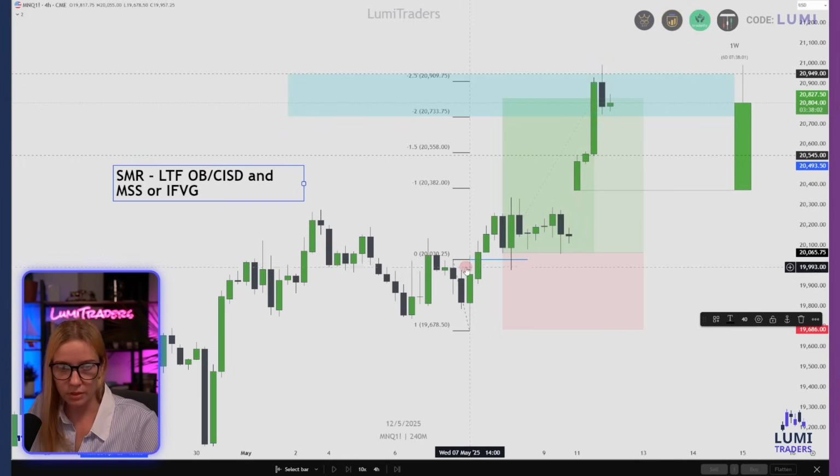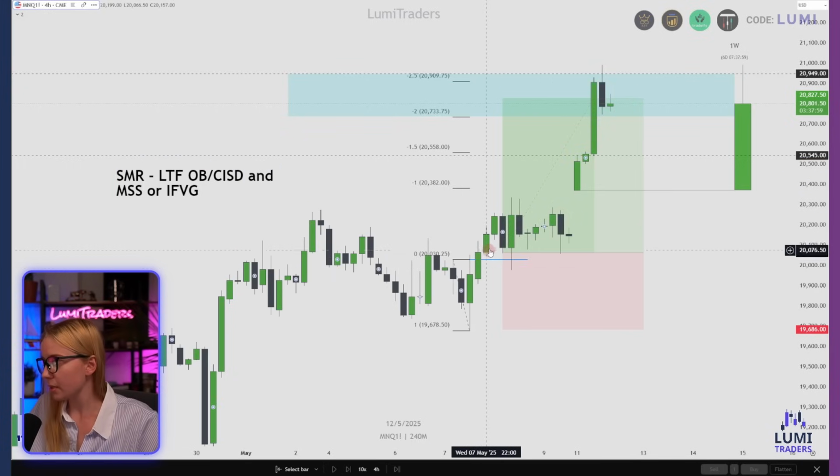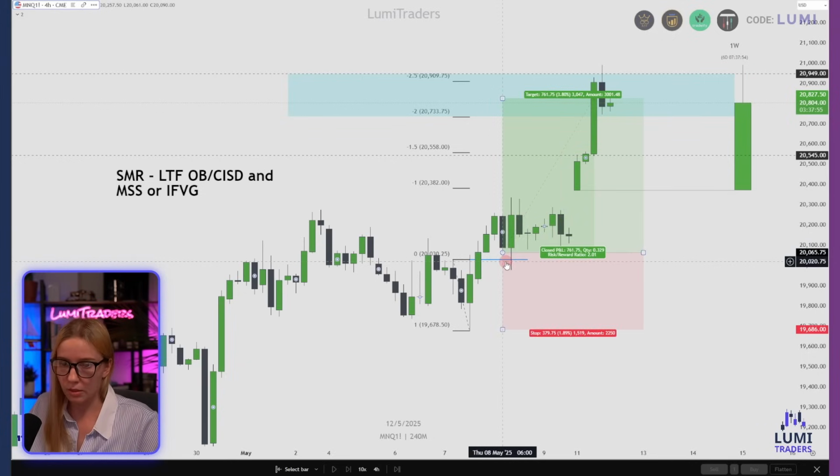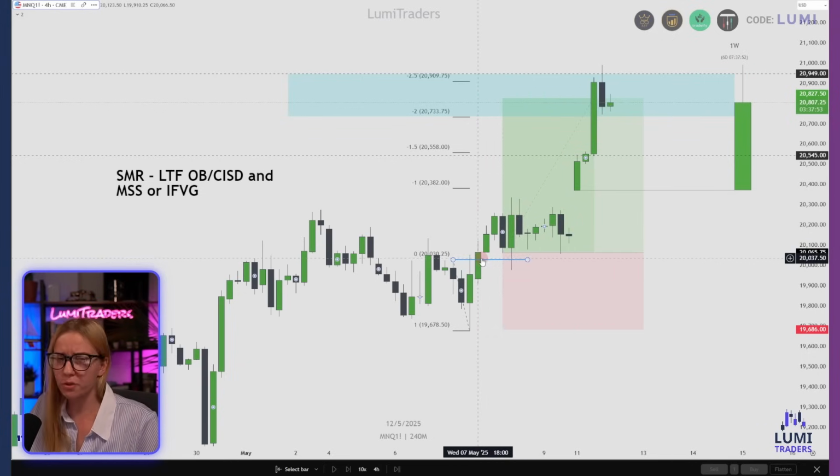Right here, we got a classic smart money reversal according to ICT, right? And our idea for entry was a fair value gap or order block. And at this point, we got a fair value gap and order block.